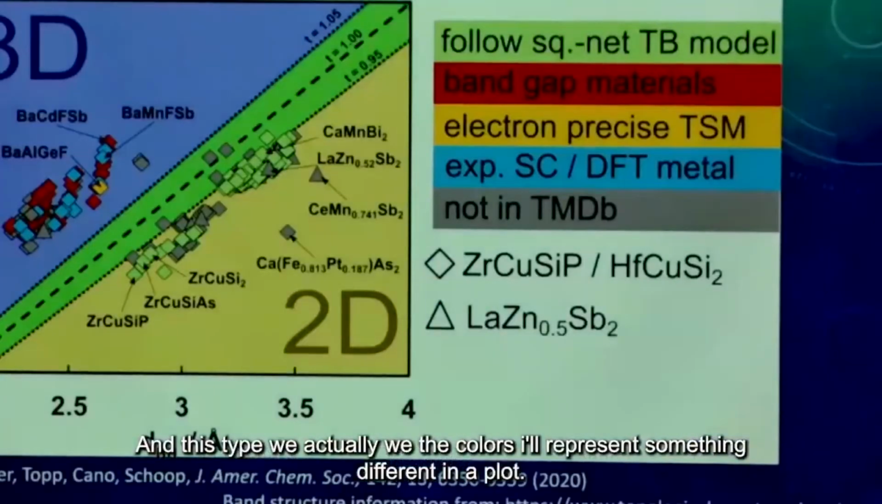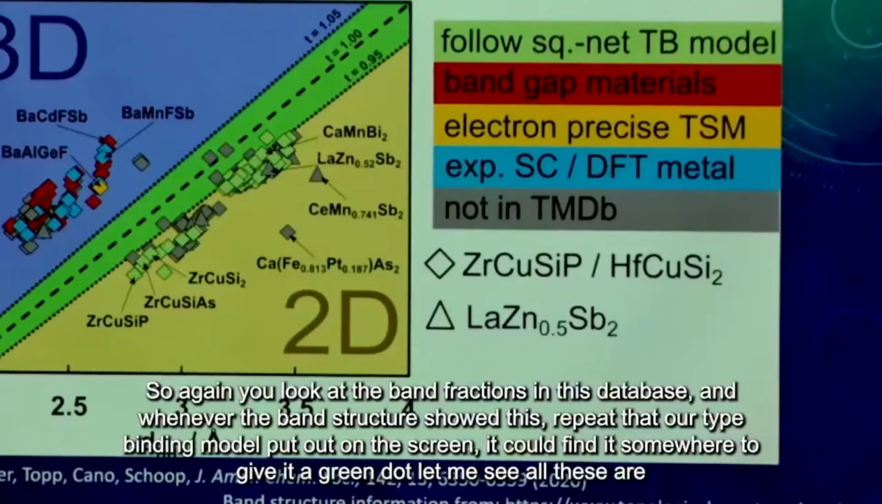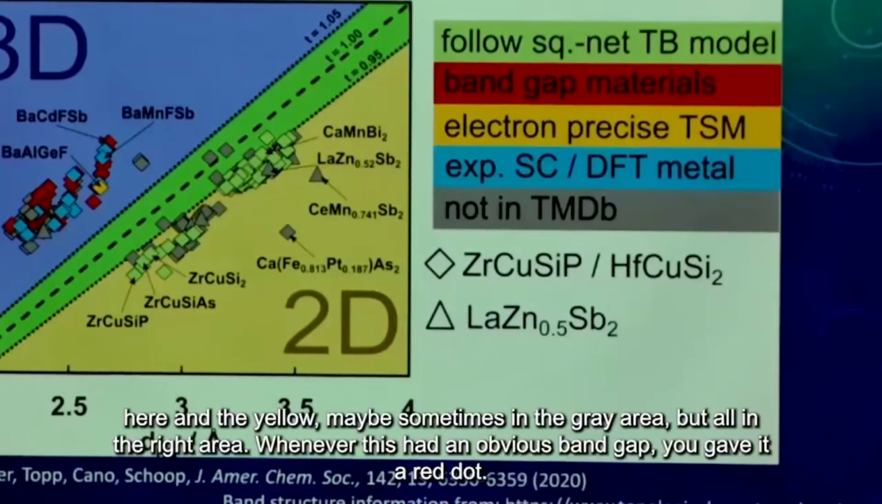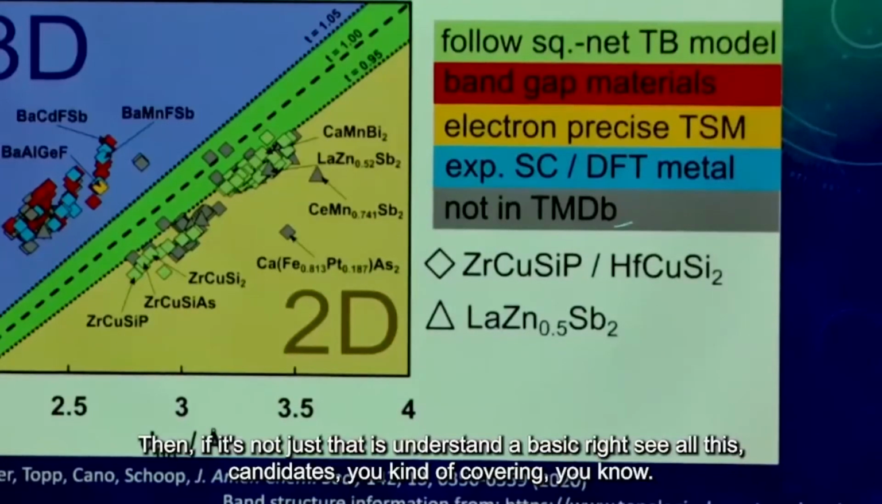In this type, the colors now represent something different in our plot. So again, we looked at the band structures in this database, and whenever the band structure showed this motif that our tight binding model put out from square net, we could find it somewhere, we gave it a green dot. Then you see all these are here in the yellow, maybe sometimes in the gray area, but all in the right area. Whenever this had an obvious band gap, we gave it a red dot. Then if they're not listed in Andre's database, they're gray. And so you see all these candidates you can discover here now.